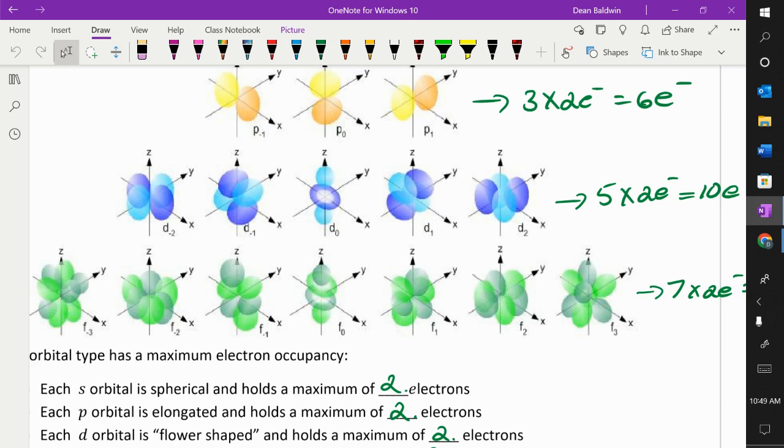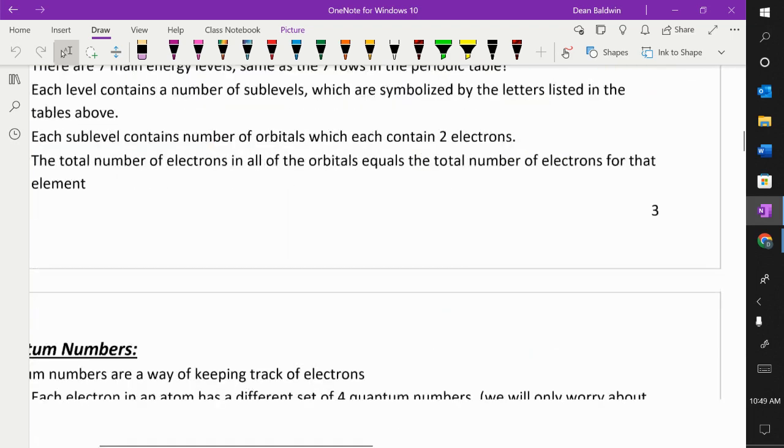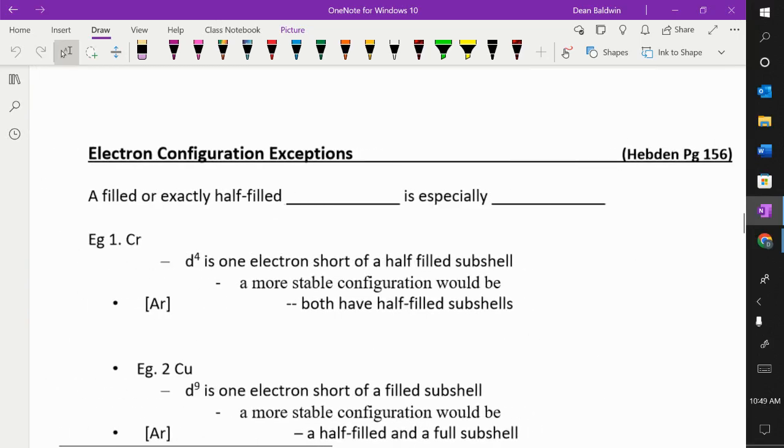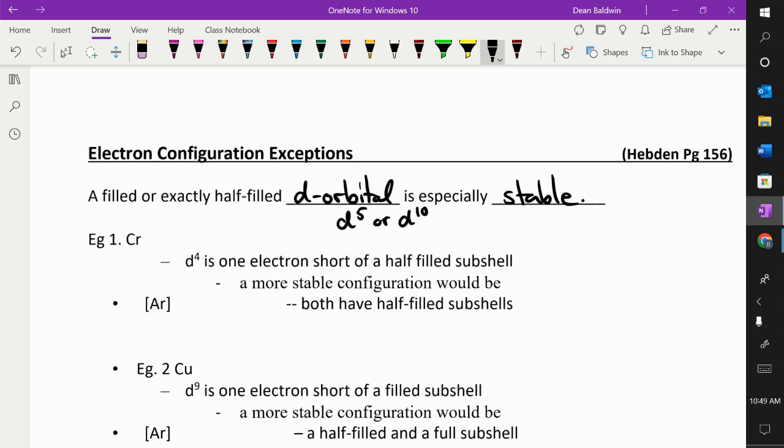So the thing about the d orbitals is when you have 5 electrons in there, it's stable, because you've got 1 in each orbital. Or when you have 10 electrons in there, it's stable as well. So the atom wants to get to that point. These are exceptions: a filled or half-filled d orbital is especially stable. So that means d5 or d10. Because there are 5 different orbitals, you put 1 in each one, that's stable as well. Not as stable as d10, but it's stable.